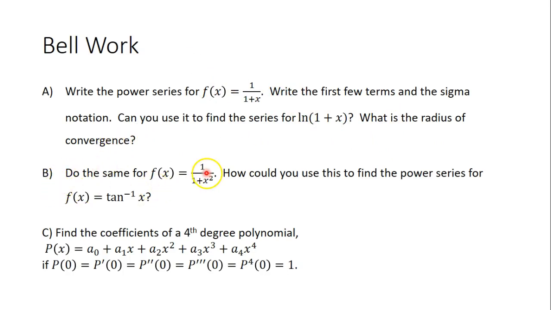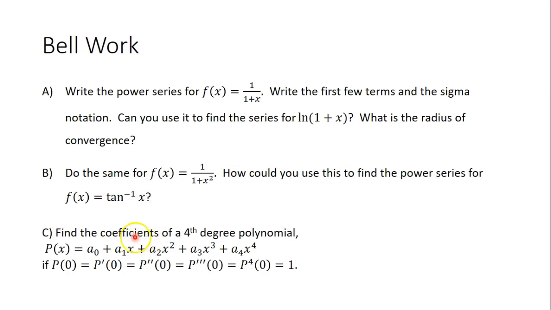I also want you to do the same thing for 1 over 1 plus x squared. This is another thing that we got to in the 9.1b video. So you might already have done this, but if you want to try it again, you can. So this is another a over 1 minus r situation. And then the question is, could we use that to somehow find the power series for tangent inverse?